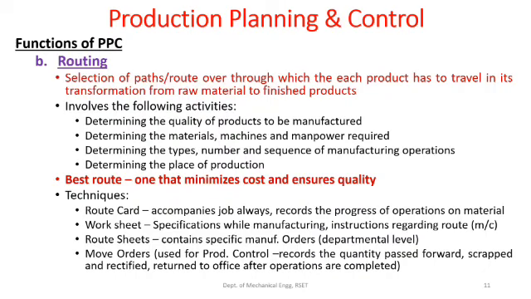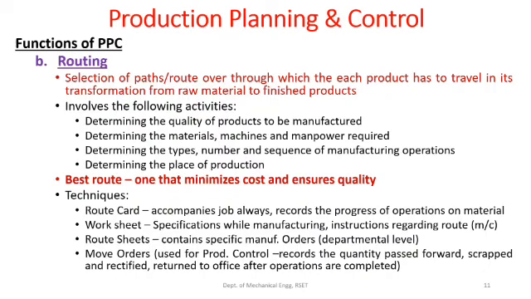Now, the best route is one that minimizes cost and ensures quality. There are various techniques that are generally used for routing in production planning and control. One common technique is the use of route cards. A route card is a card that always accompanies the job. It's tagged to the job, and when the job moves along, this route card also moves along. On this route card, you record the progress of operations on the material. So as the material passes from one operation to another, the progress of operation is recorded on this route card. That is one technique of routing.